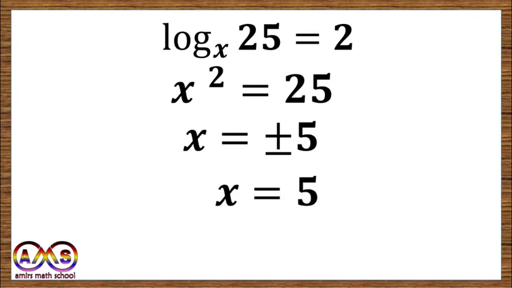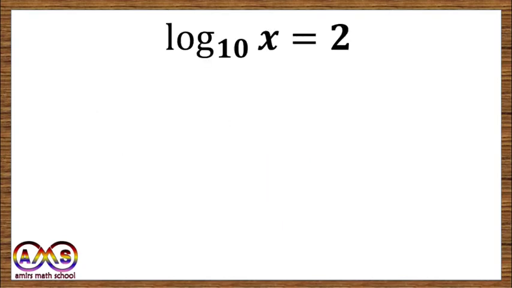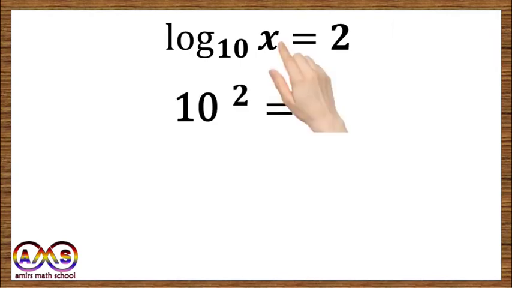So the value is x equal to 5, since x equal to minus 5 is not an acceptable value for the logarithm base. The last case, that is log a base x equal to b. In this case, the unknown value is here. Let's see one example. Log 10 base x equal to 2. If we convert this logarithmic equation into the exponential equation, we get 10 square equal to x. This x is here.